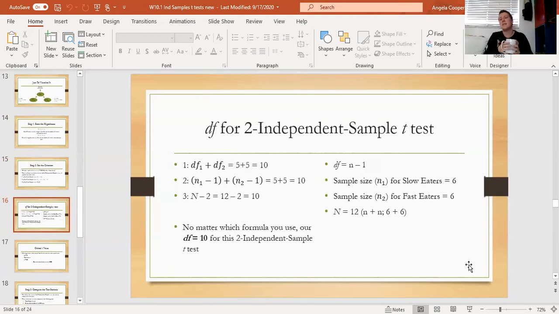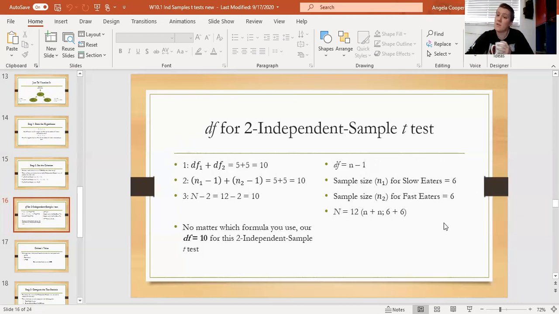So we had 6 people in our slow eaters and 6 people in our fast eaters. Here's all the different ways that you can calculate the degrees of freedom. The degrees of freedom for the slow eaters is going to be 5, plus the degrees of freedom for the fast eaters is going to be 5 as well. 10, 10, 10. Whichever works for you, just as long as you end up getting the same answer. We're going to have different problems, obviously, but as long as you get the correct degrees of freedom, it doesn't matter which of these 3 formulas you use.